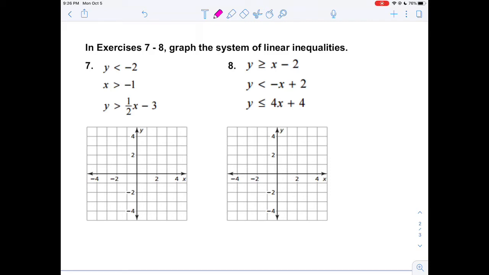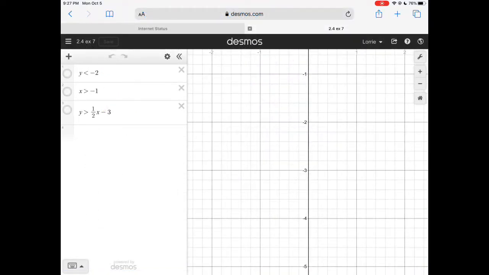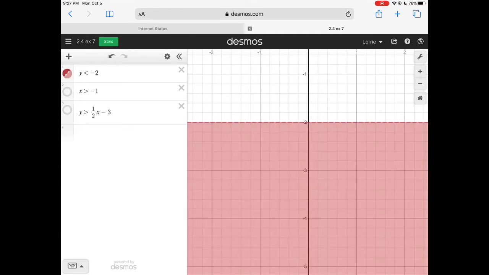This time, not only are we going to do our own shading, but we are going to do our own graphing. So we are going to take all of the inequalities from number 7 and put those into Desmos to help us graph. Here we are in Desmos, and I'm going to take a look at these inequalities one at a time. Y is less than -2.